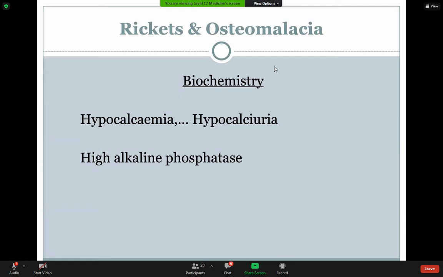Okay, so biochemistry. What do we find on biochemistry with patients who have rickets or osteomalacia? There is hypocalcemia because they have low calcium in the blood, and hypocalciuria, low calcium in the urine. And they have high alkaline phosphatase because there is high activity in the bone, which is being depleted of calcium.